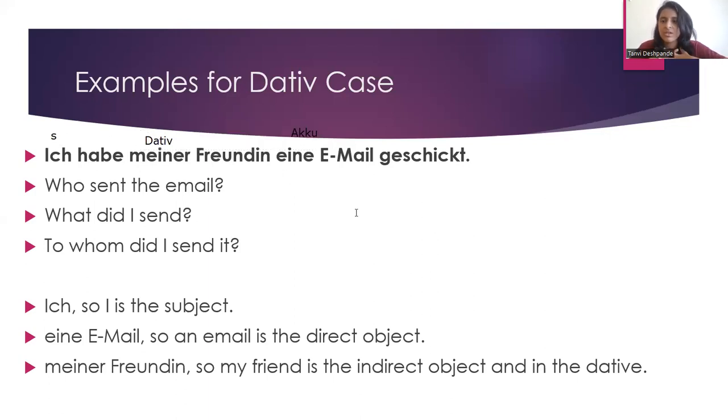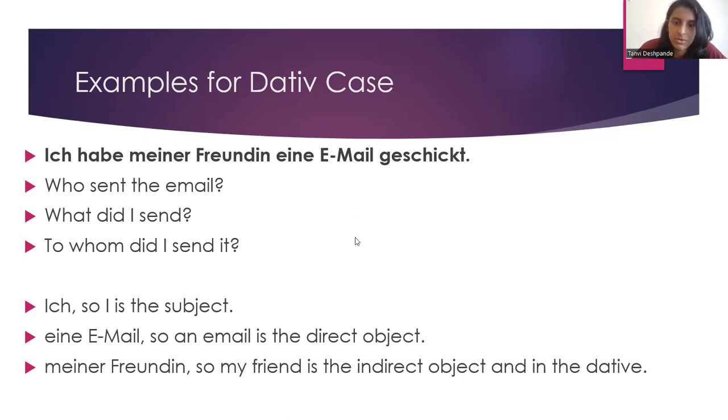So I am doing something. The email is getting directly affected. I'm doing the action of sending on the email, and meiner Freundin is receiving it. That is why it is in the dative case. It is the indirect object. I'm not doing anything to her, I'm just sending something to her. That is why it's in the dative.